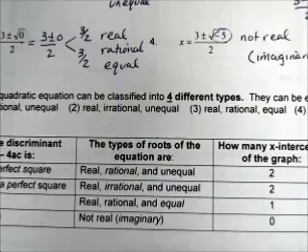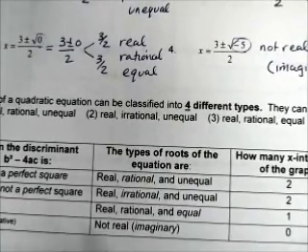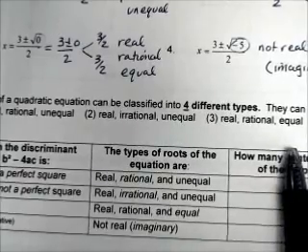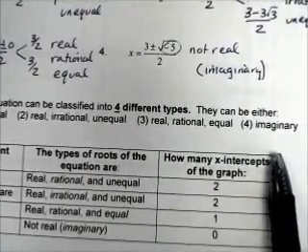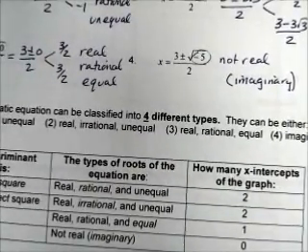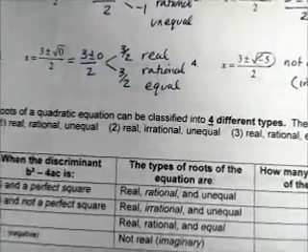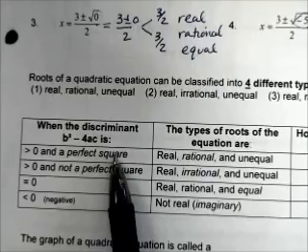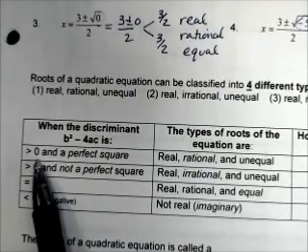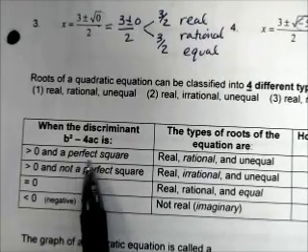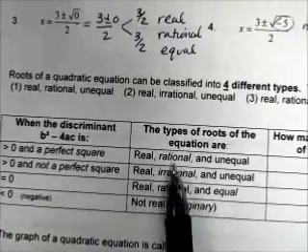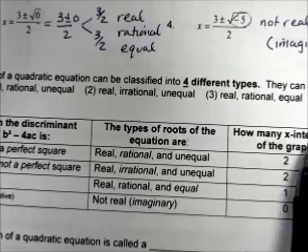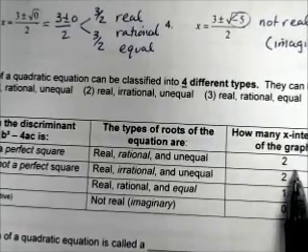They can be either real, rational, unequal; real, irrational, unequal; real, rational, and equal; or they can be imaginary, meaning they're not real at all. When the discriminant value, b squared minus 4ac, is greater than 0, meaning a positive value, and is a perfect square, your roots are real, rational, and unequal. How many x-intercepts on the graph? There are 2 x-intercepts.